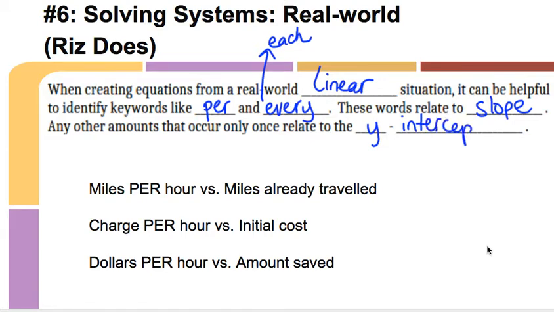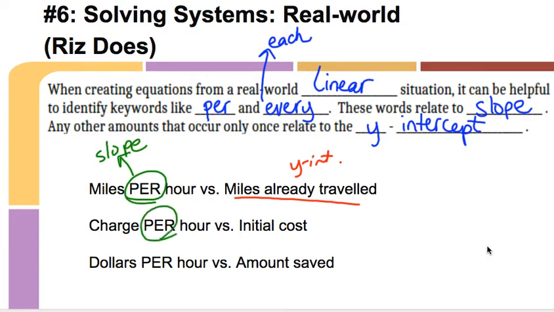So basically what I'm saying, I've got a few examples here that don't show up on your notes. If you have something that's talking about miles per hour, then whatever that number is going to be related to the slope. But if they're talking about miles already traveled, that's going to be the y-intercept. If someone charges me a certain amount per hour, that's going to be related to the slope, versus they might just charge me an initial cost, that would be related to the y-intercept.